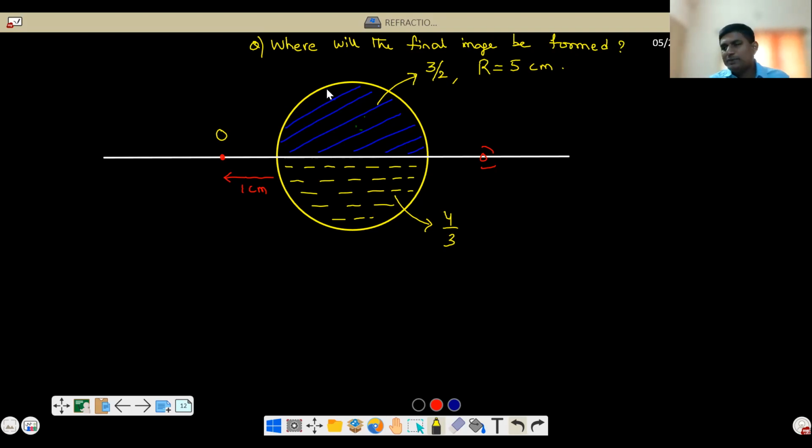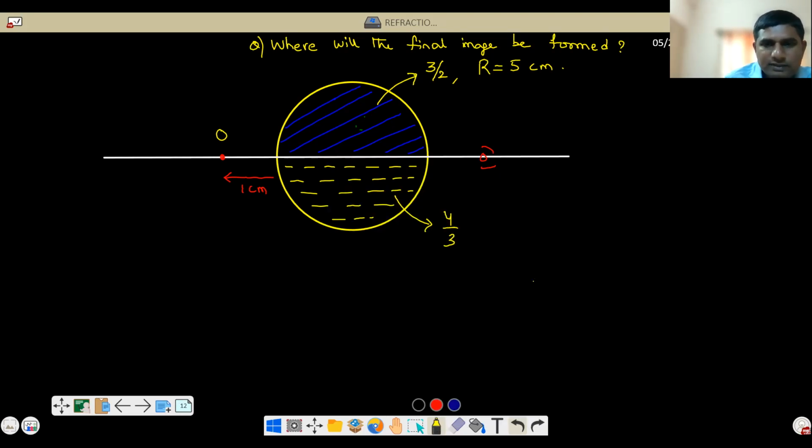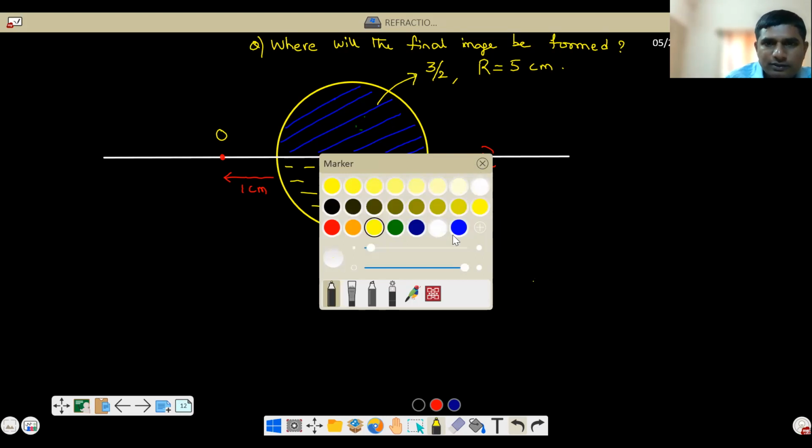Where will the final image be formed? How to do? Sir, can we take 2 rays from the object for each of the hemispheres? Correct. You have to take now. Previously we have taken 2 rays. Now also you should take 2 rays.